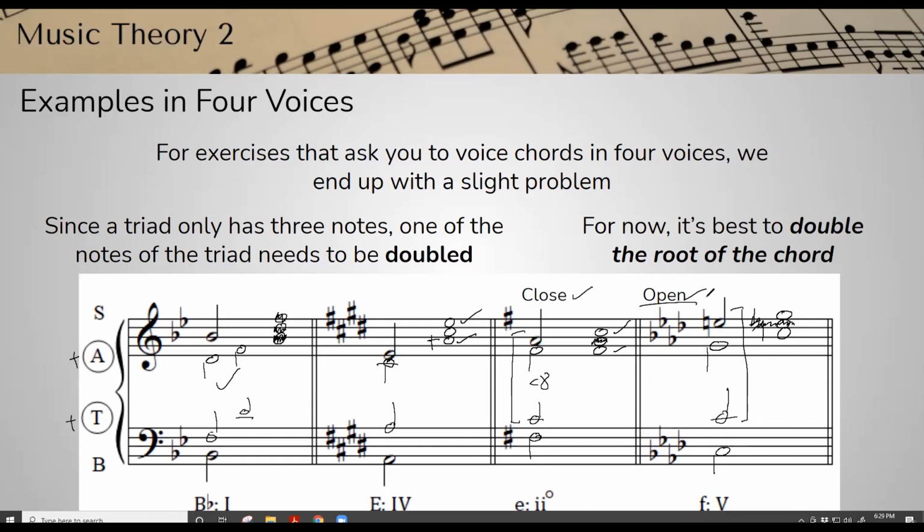Okay, there you go. So that's some examples of how to voice these triads in 4 voices and 3 voices, keeping in mind the rules about spacing, the vocal ranges, and the rules about doubling, and of course rules about cross voicing and stuff like that.